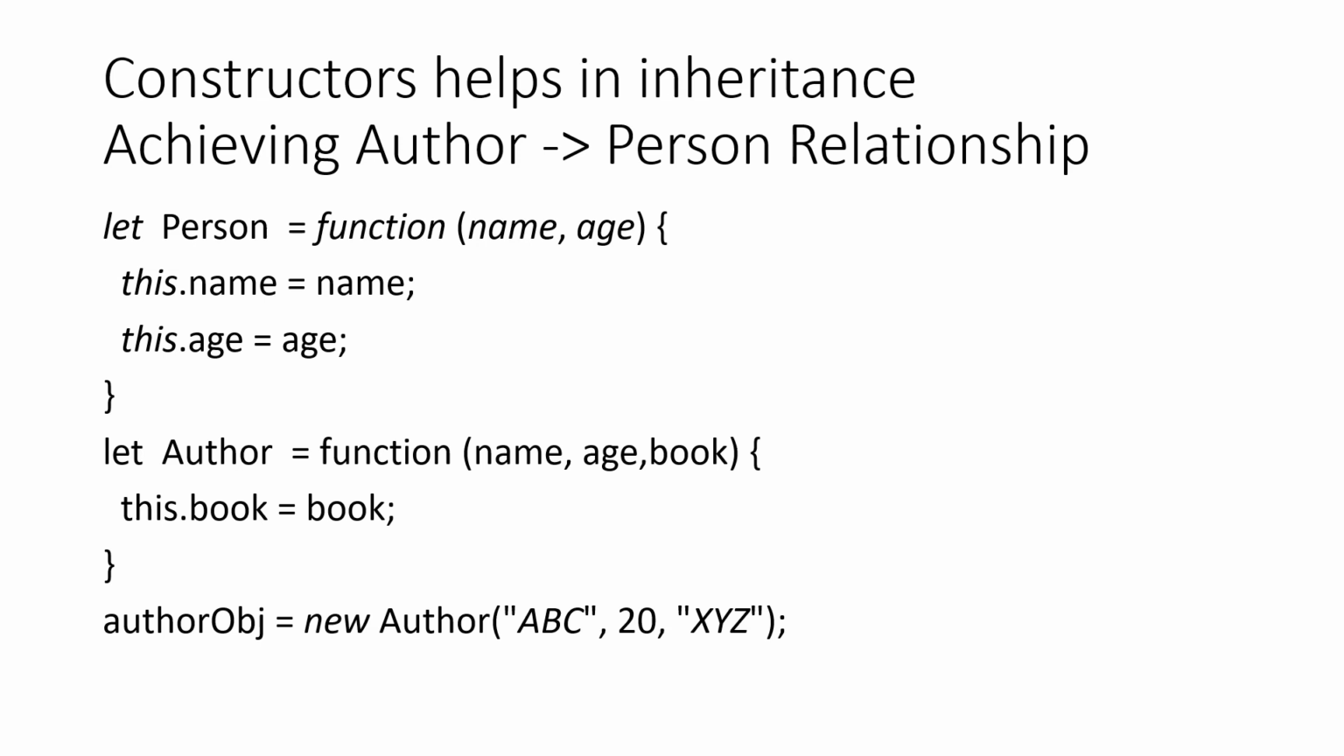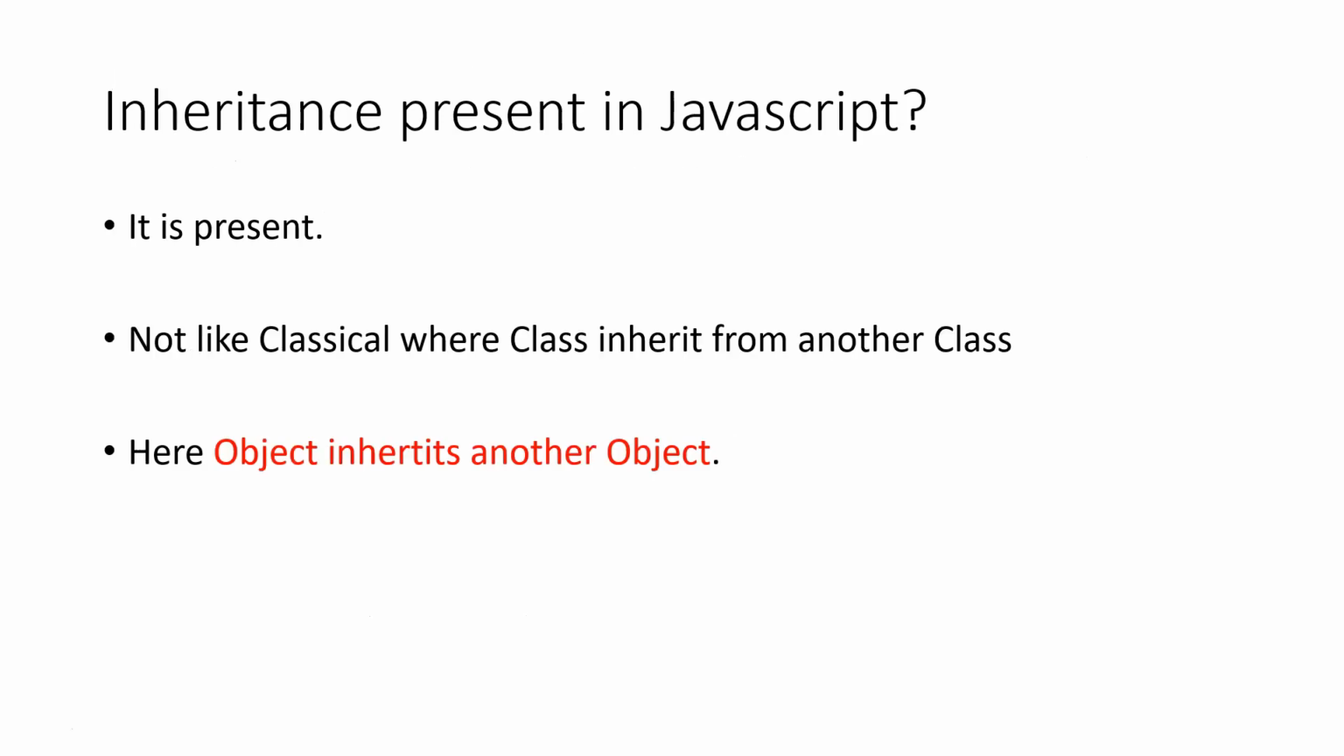Like in other languages, I want the author to extend from person, and when you create a new author, it should be able to initialize the person and author. So this is my requirement. Let me try to do it using JavaScript inheritance. First let me ask you a simple question: whether inheritance is present in JavaScript. Many would say that it is not present because it is a simple language.